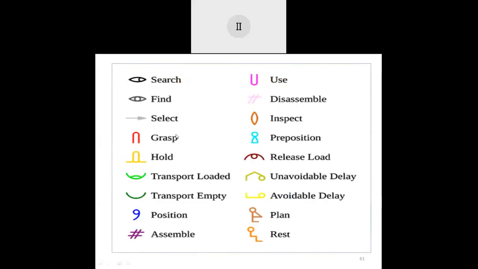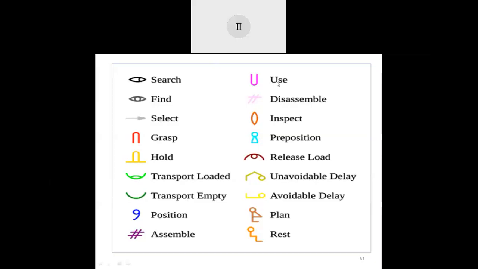So what are those 18 motions or purposes? First is search, to search for different things, then find, then select, grasp, hold, transport loaded, transport empty. Two things are possible in transport: loading and unloading. So transport loaded and transport empty. Then position, then assemble. So these are the first 9.